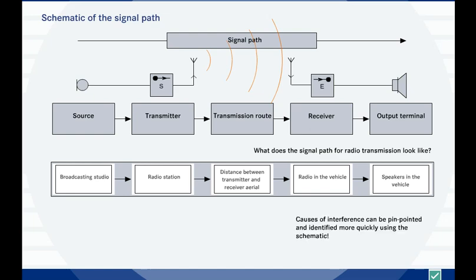Remember that interference can occur anywhere along the signal transmission path during a radio transmission. Causes of interference can be identified more quickly using the general diagram.